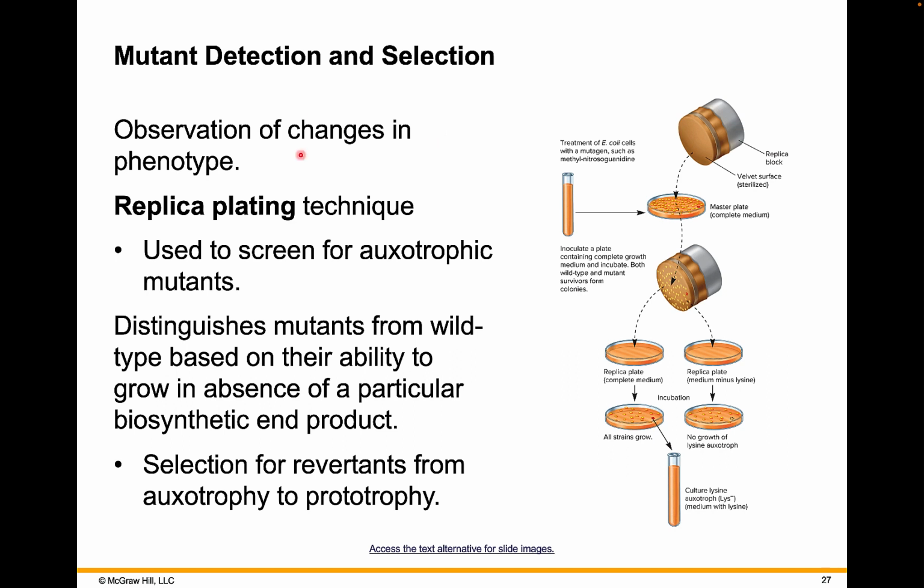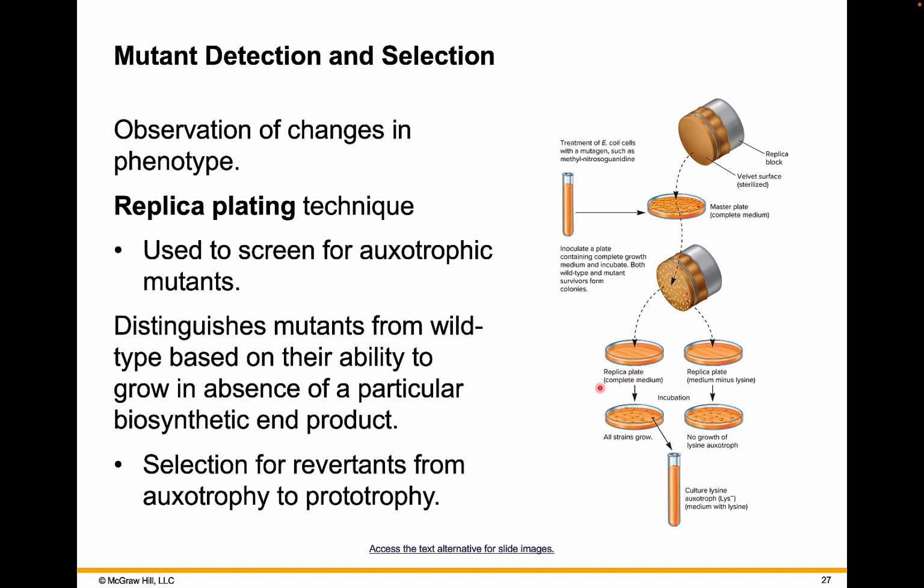But if not, we use the replica plating technique to screen for the auxotroph. So how do we do this? Here we have E. coli treated with a mutagen, for example methyl nitrosoguanidine, and we allow them to grow and put them on a master plate. This is a complete media, which means it contains all the amino acids, so even the auxotrophs will grow, and the prototrophs all will grow. Here is what is called a replica plate, and this is a replica block with a sterilized velvet, and we touch this replica block onto the master plate, and then we have these replica plates.